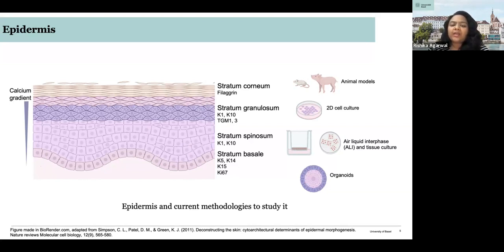Currently, the way to study the epidermis is usually using animal models or two-dimensional models where we just culture the keratinocytes in petri dishes or T75 or T25 flasks. There are also air-liquid interface models which mimic the in vivo system. Half of the tissue is in the culture media, whereas half is exposed to the air. And then a fairly new method to study the epidermis is organoids.